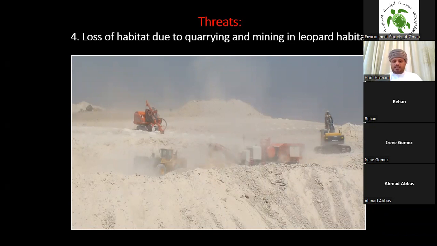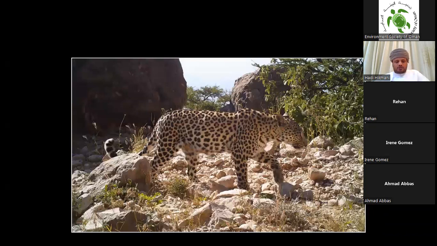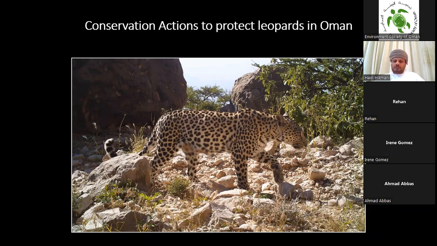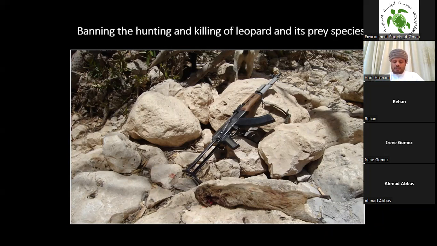So let me now talk to you more about what Oman has done over the years to protect and conserve its leopards. In 1976, Oman recognized the critical status of the Arabian leopard, and to avoid its extinction in the wild, it banned the hunting and killing of leopards and their prey species in Oman. That, of course, helped the remaining Arabian leopards survive to what we see today.